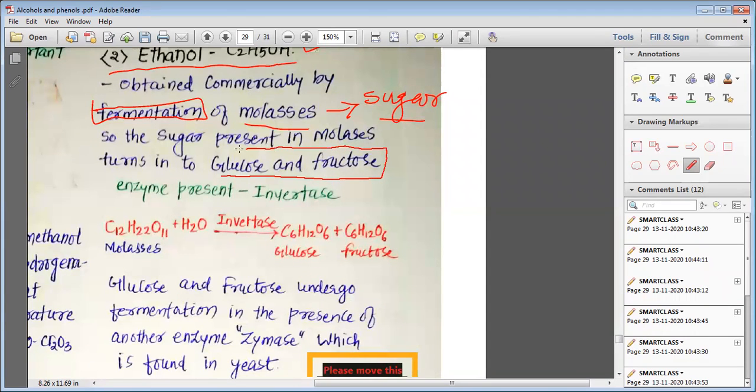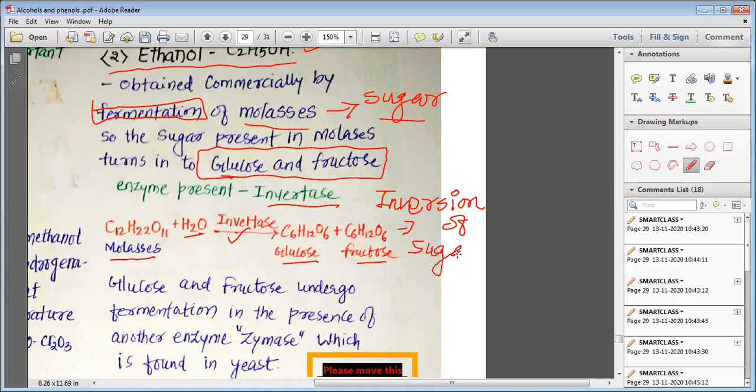This sugar present in the molasses turns into glucose and fructose in the presence of the enzyme known as invertase. So we can see here that molasses, that is the sugar C12H22O11, in the presence of water and the enzyme invertase, turns into glucose and fructose. This particular reaction is known as the inversion of sugar, and that is why the enzyme used in this reaction is known as invertase.